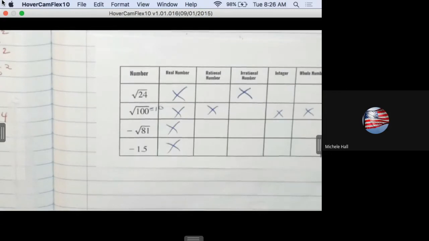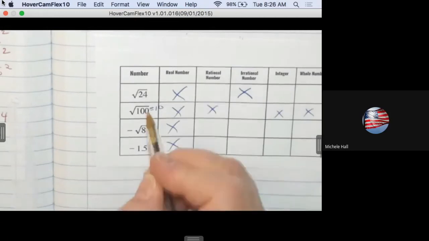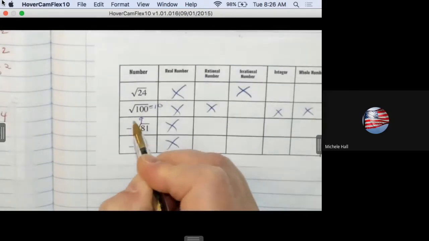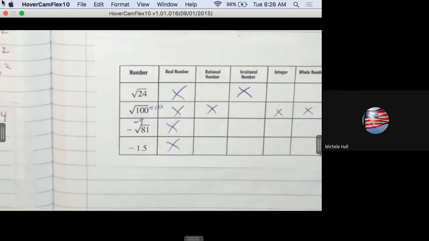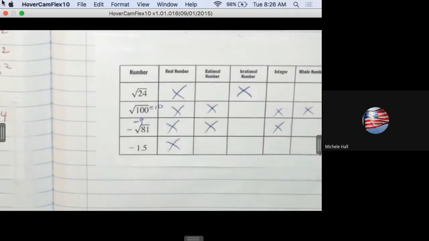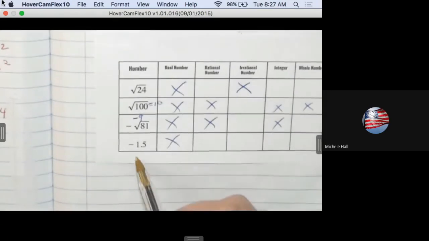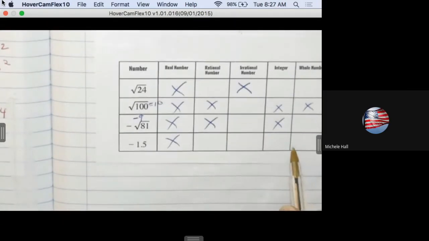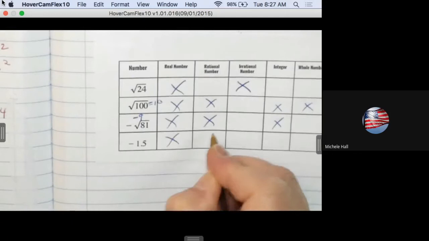Is 81 a perfect square? Yeah, so what's the negative square root of 81? That's right, it's 9, but I got to carry the negative along in front of it, making it a negative 9. So that would be integers, rational, and real. All right, negative 1.5. The first time I see a negative decimal is going to be rationals and real.